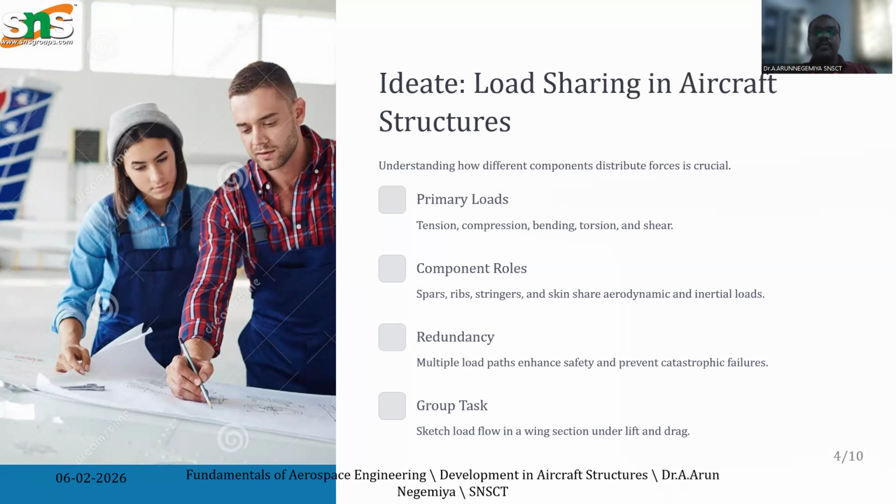Next one is the component roles. Here the spars, ribs, stringers and skins handle aerodynamic and inertial loads. They are useful for these component roles. And next one is redundancy. Here multiple load paths can be found in that area. In those cases the failure will happen. These failures can be solved with the help of the group task. In that group, they have developed solutions to solve this kind of issue.